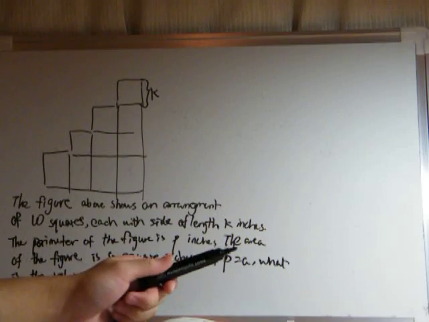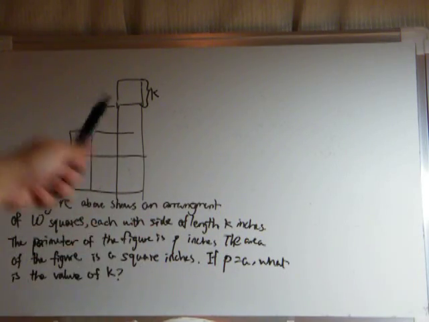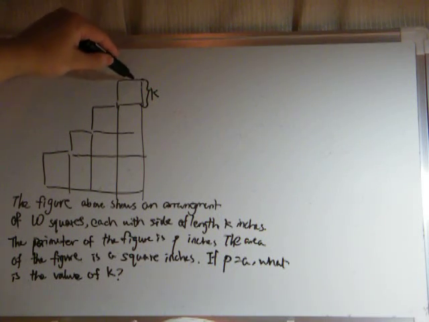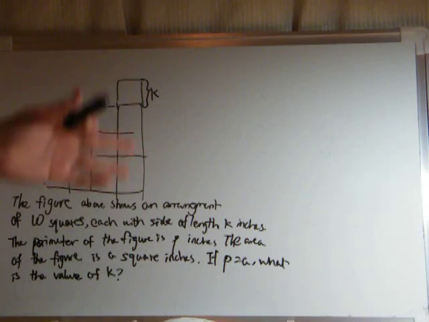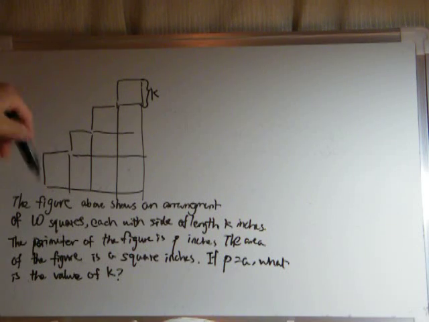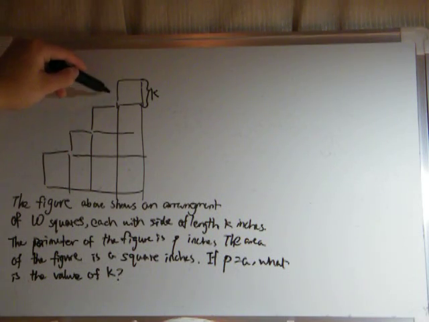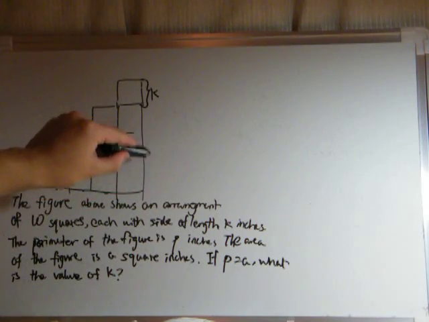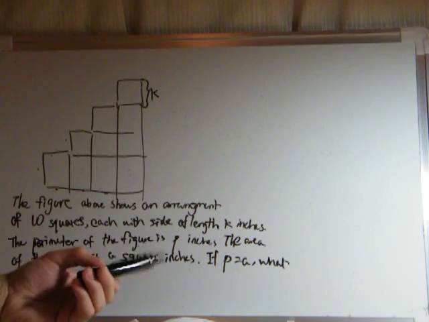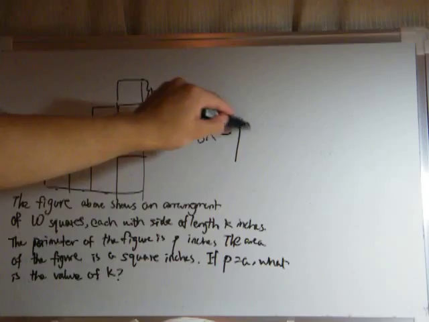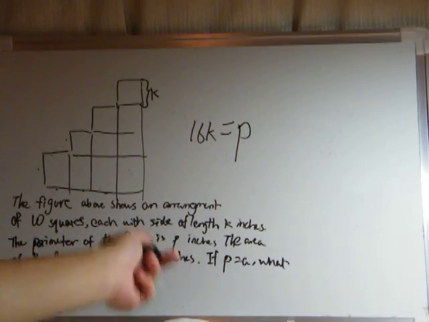That's k, and it tells you the perimeter is p. Since it's an SAT multiple choice question, we can just count how many k's we have here in the perimeter. So there's 1, 2, 3, 4, 5, 6, 7, 8, 9, 10, 11, 12, 13, 14, 15, 16. So there's 16k, and this equals p, because the perimeter is p.